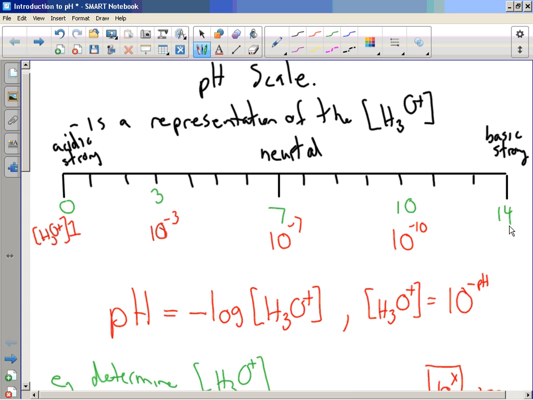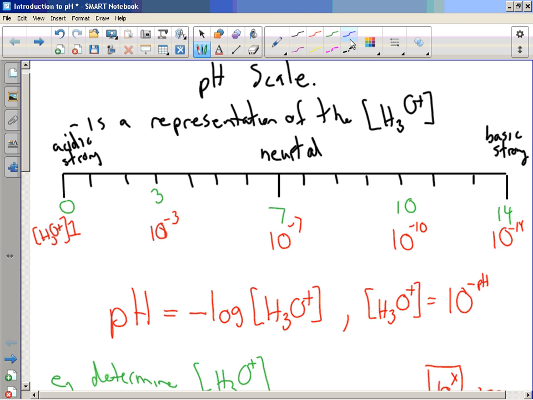I can even do a calculation for here. At a very strong base, I can actually put that 14 into there, and I can get 10 to the negative 14th. It means that in a base, there's actually a little bit of acid. Now, where's that coming from? And now I want to explain why this strange thing is happening.